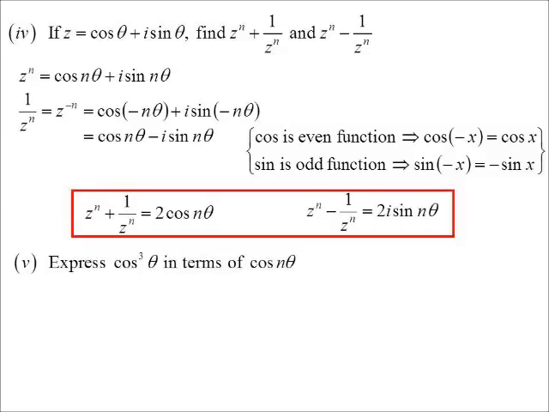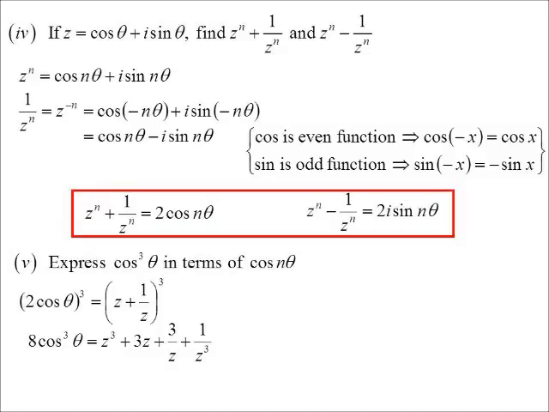Okay, back to trig identities. Express cos cubed θ, but I want it all in terms of cos of some multiple of θ. Cos cubed is what I want. Now, the trick is to go to cos θ in terms of z, because the relationship I know is that z plus 1/z, so where n is 1, is 2 cos θ. So I'm going to expand out (z plus 1/z) all cubed. So 8 cos³θ will be z³ plus 3z plus 3/z plus 1/z³.